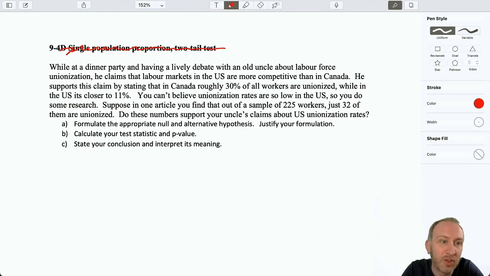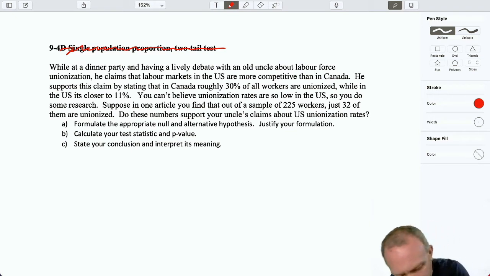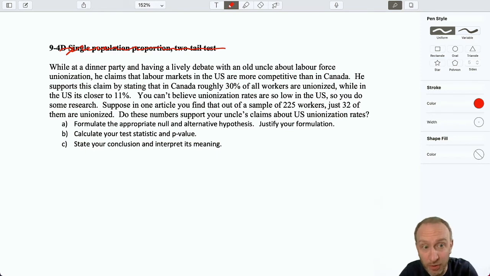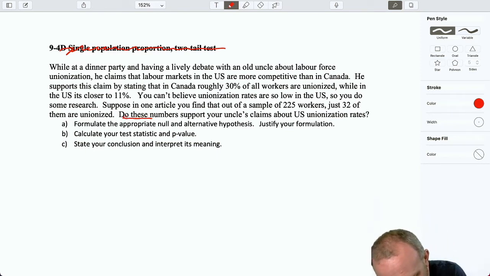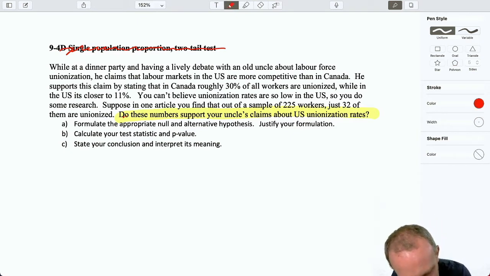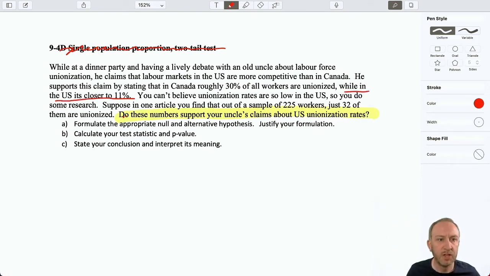Boy, okay, so it's a little bit longer, but everything that we need is right there. So to keep it in context, what is our problem? What is it we're doing? We want to see if we have evidence to support our uncle's claim about the unionization rate in the US. So his claim is that in the US, it's closer to 11%. So that's the claim that we want to see if we can support.